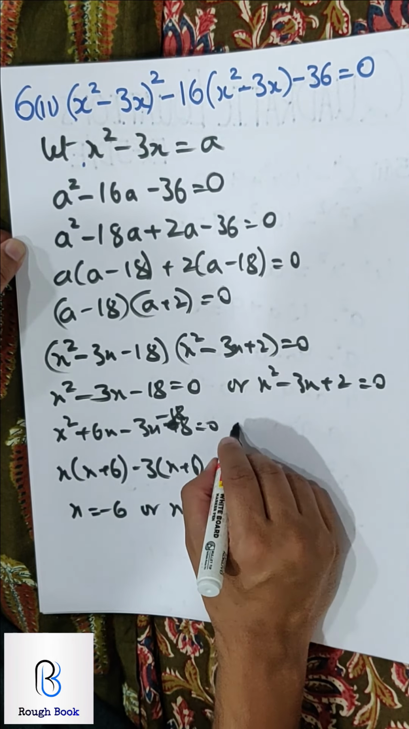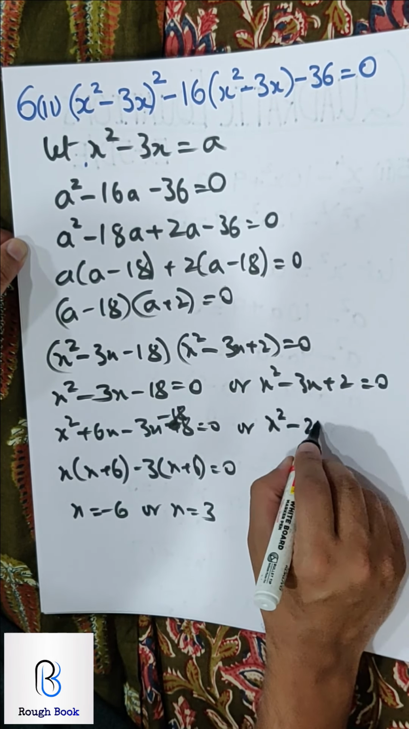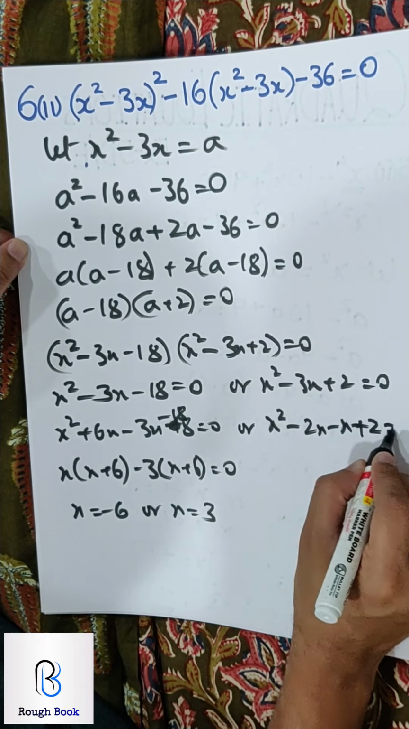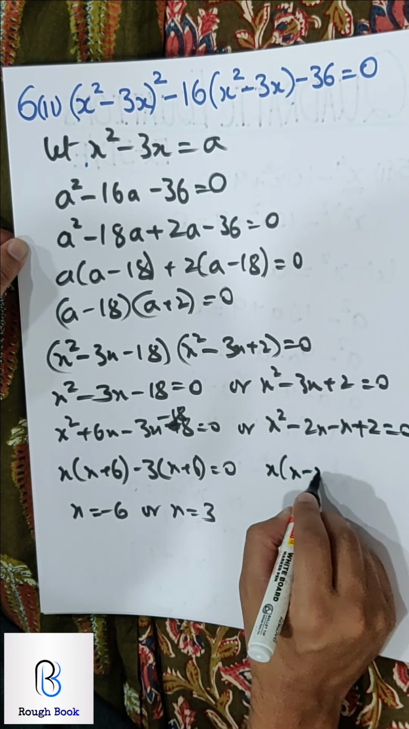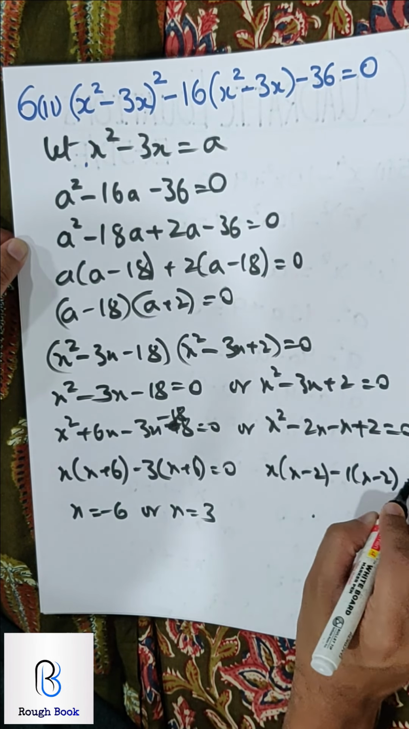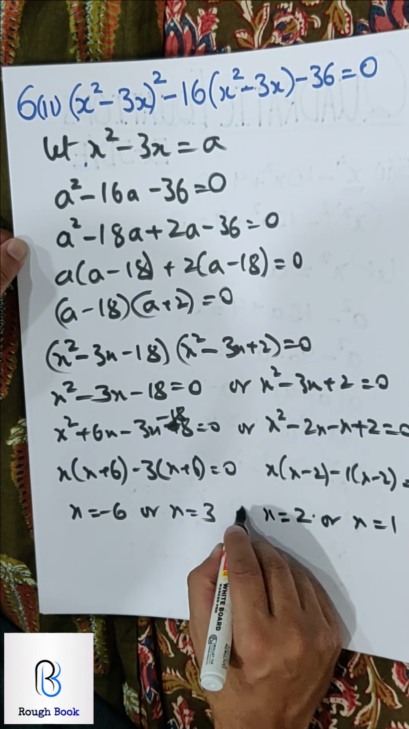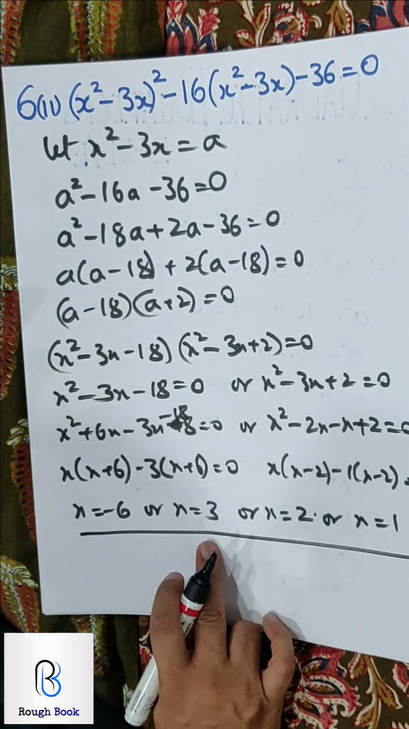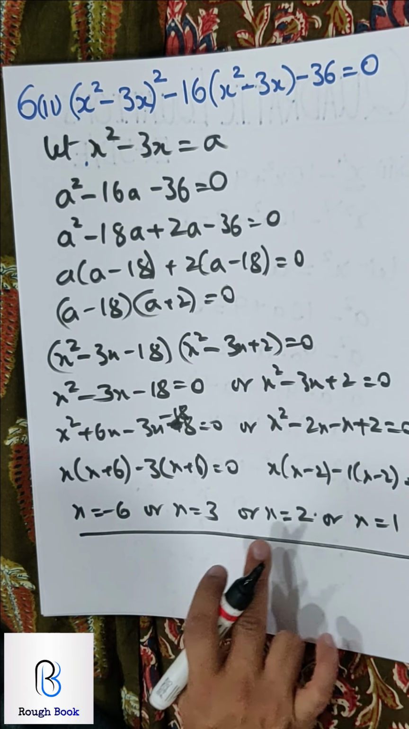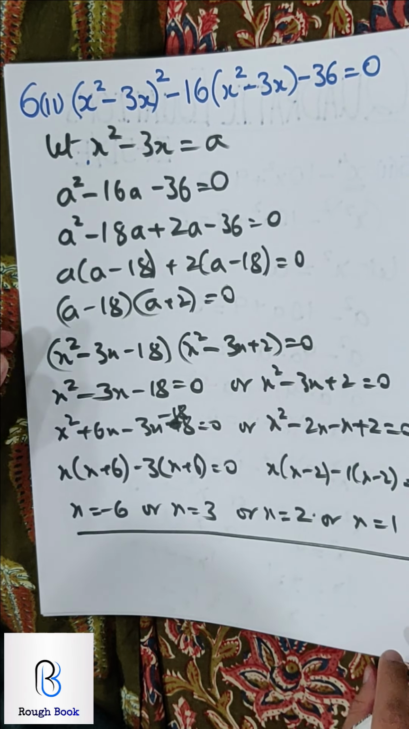I got one part. For the other part, 2 ones are 2, so I will get x common, x minus 2, minus 1 common, x minus 2. So finally I'll get x is equal to 2 or x is equal to 1. So 4 answers: minus 6, 3, 2 and 1.